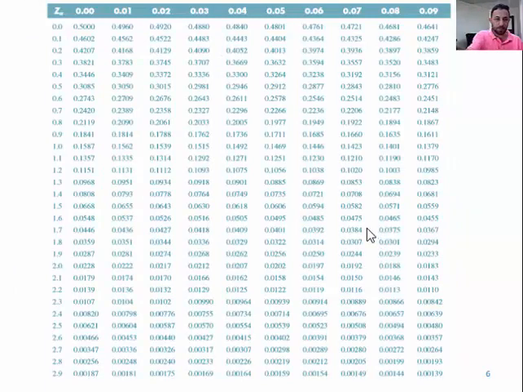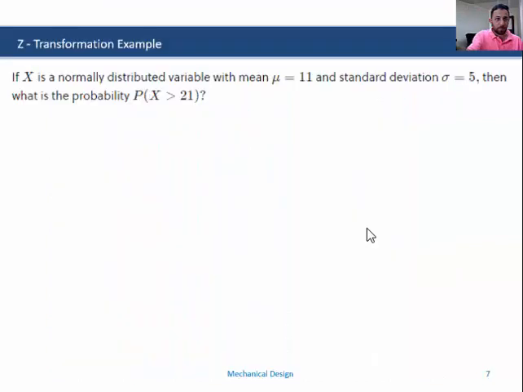Another part from the table. Let's take an example. If x is a normally distributed variable with a mean of 11 and a standard deviation of 5, and we are asked to find the probability of x greater than 21.